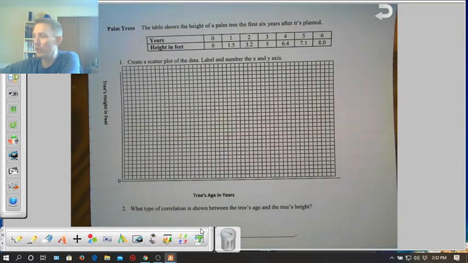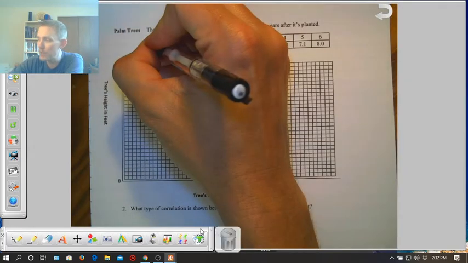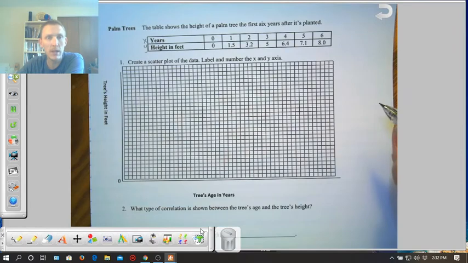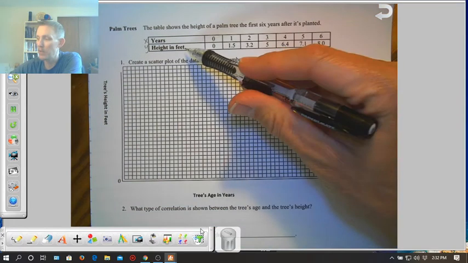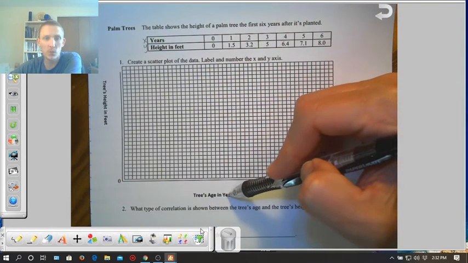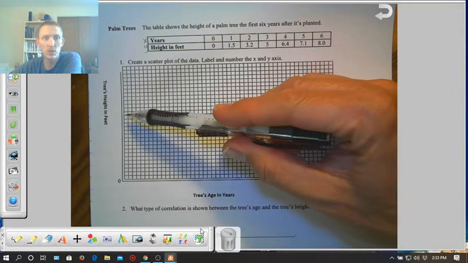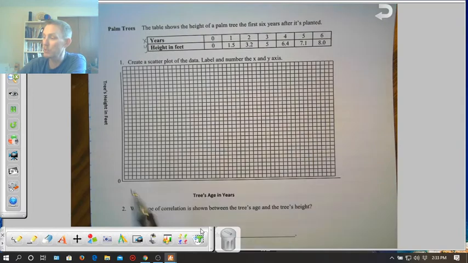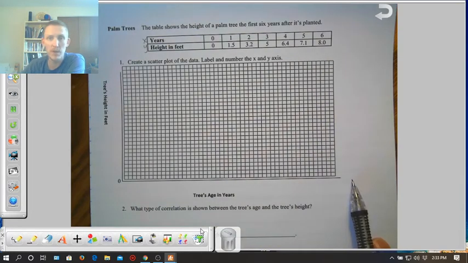If you recall, we're going to start off by labeling, and this is going to be x and y. Remember, measurements of time should always be x, and that makes this y. You'll see I've already labeled it for you, so the tree's age in years, and the tree's height in feet. Now the years go from 0 to 6, and we've got lots and lots of space here. We have 50 squares, so we can space this out. You want to space things out, the more the better, because it gives you more accuracy to your graph.